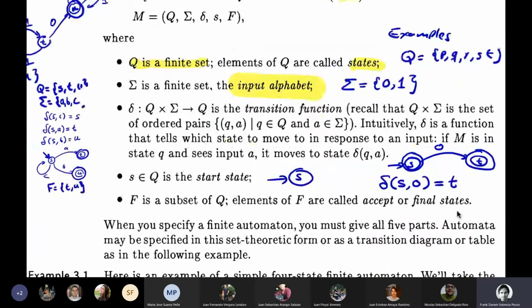Okay, so you already remember what the alphabet is. The alphabet is the set of symbols, and then we're gonna form strings over that alphabet. The delta function is a function that goes from this set, the Cartesian product of the states and the sigma, to the set of states.